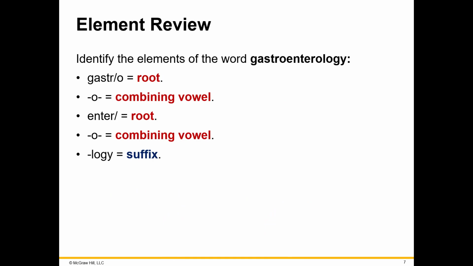Identify the elements of the word gastroenterology. So normally we would start with the suffix whenever we're breaking down a word. But in this case, we're going to break it down so you can see where they separate and come together. So in this case, we have combining form gastro. The O is the combining vowel. And then enter is another root with a combining vowel of O. So we have entero. Logy is the study of, that's our suffix, so that would go on to the end of entero.